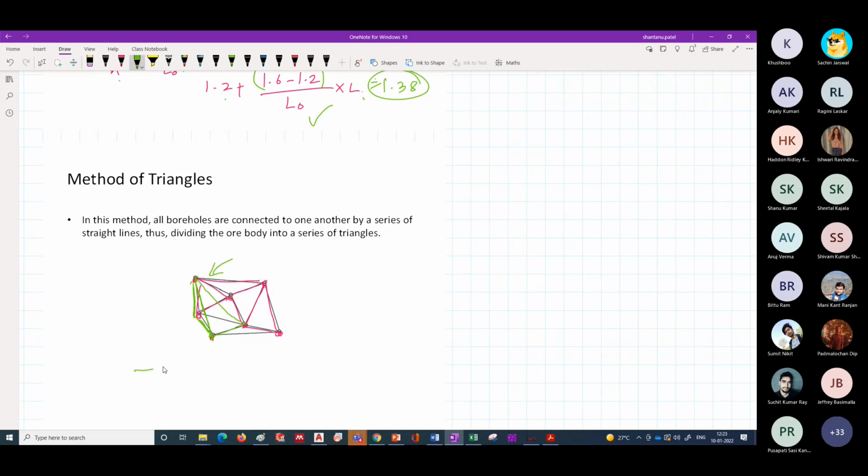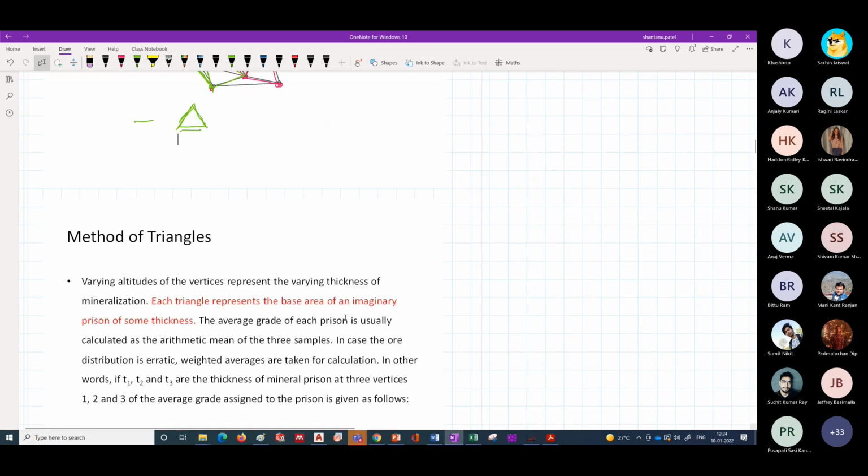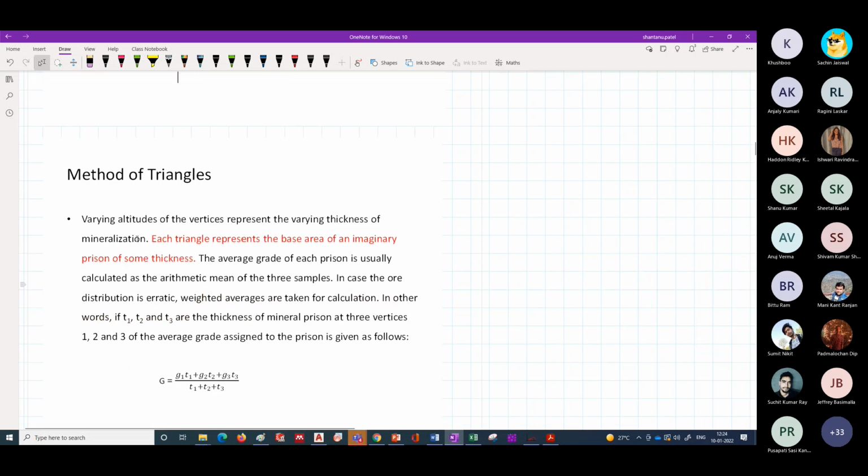So it should be like an equilateral triangle, as much as possible. And then we have some formula that I will talk about, wherein the altitudes of the vertices represent the varying thickness of the mineralization. Each triangle represents the base area of an imaginary prism of some thickness.